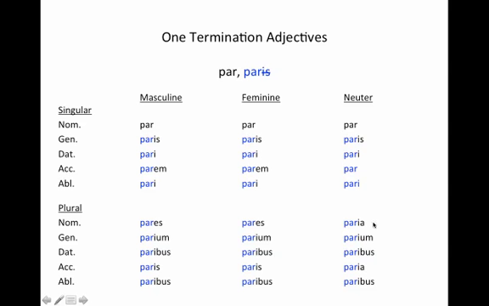Also note that in the neuter declension, the nominative and accusative ending is ia and not just a. So pay close attention to these parts. And as always with the neuter, remember that the nominative and the accusative are going to be exactly the same.